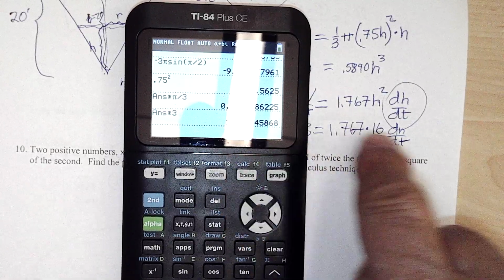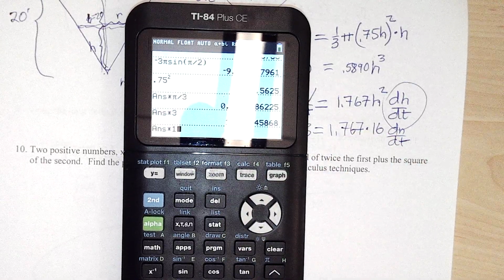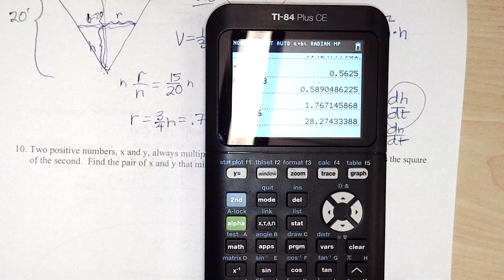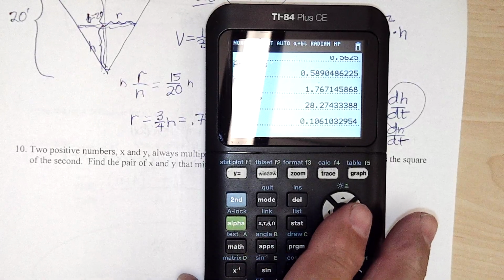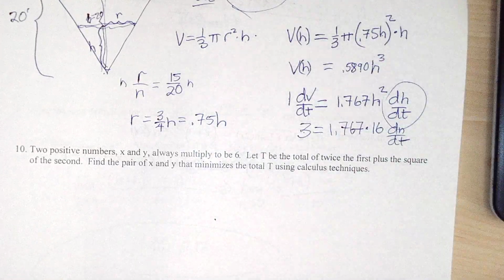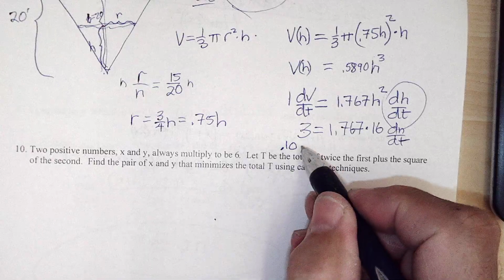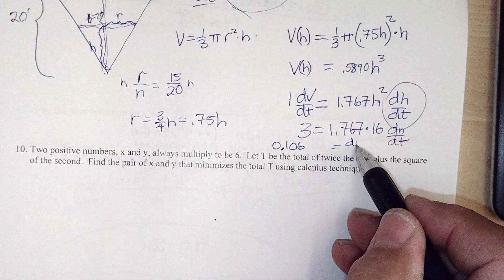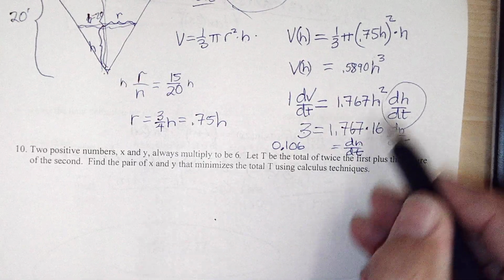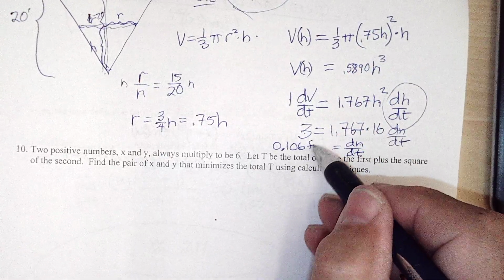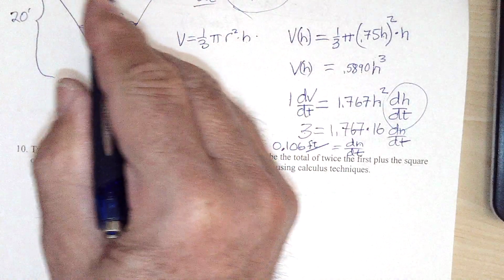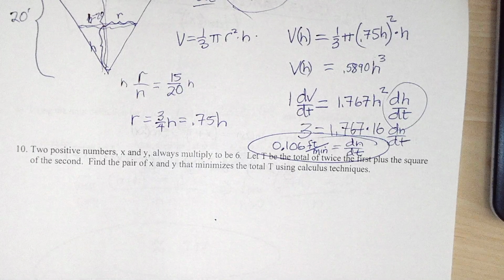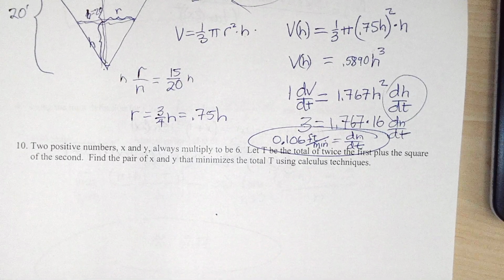So I'm going to take this number times 16, and then I've got to take 3 and divide it by that, and I get 0.1061. 0.106 is what dh/dt is. Now h is measured in feet, and time has been measured in minutes. So that's how fast the height is changing per minute, 1/10 of a foot per minute.